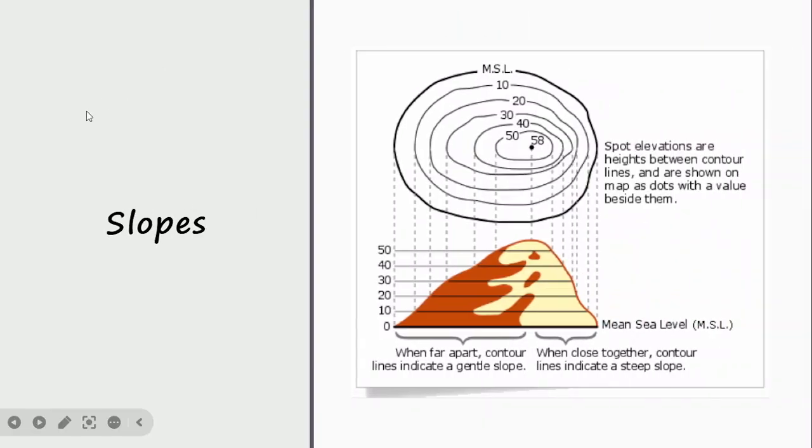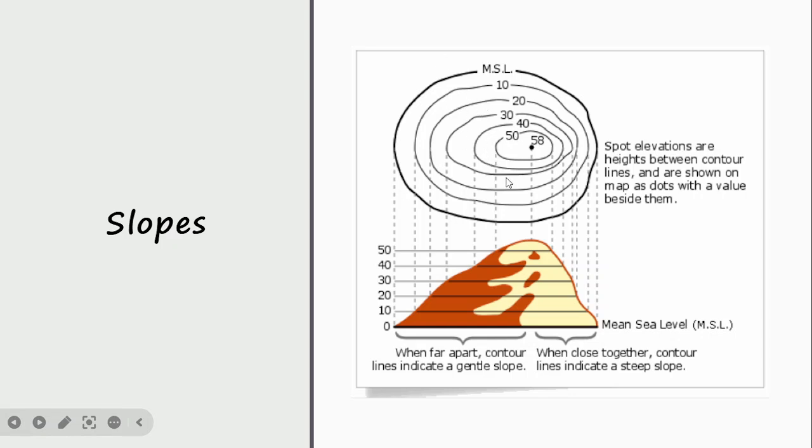Now, when discussing slopes, for example, you might see something like a mountain on the map. The spot elevations are heights between the contour lines and are shown on the map with a value beside them. And so you can see there are these kinds of contours there just to show this kind of a mountain here. Now you can see the contours on this side are a little bit closer than the ones on the other side.